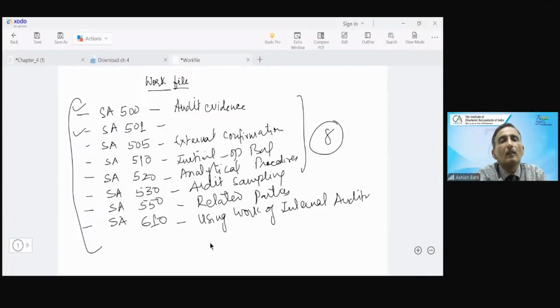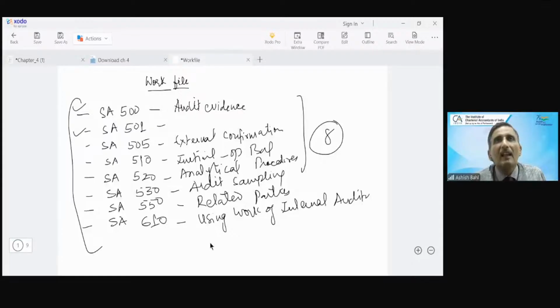Yes. So what is the meaning of audit evidence as per SA 500? Quickly, students, what is the meaning of audit evidence as per SA 500? So audit evidence, again, what I was telling you, is basically information which is used by the auditor to draw conclusions on the basis of which the opinion is made by the auditor.